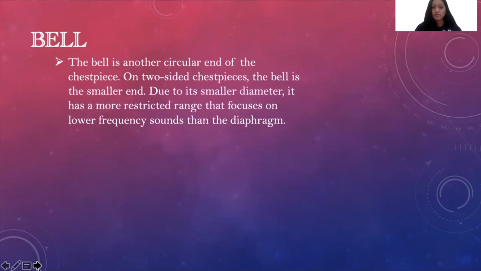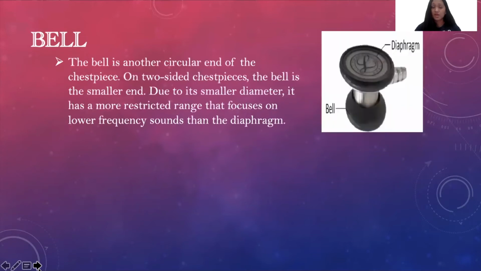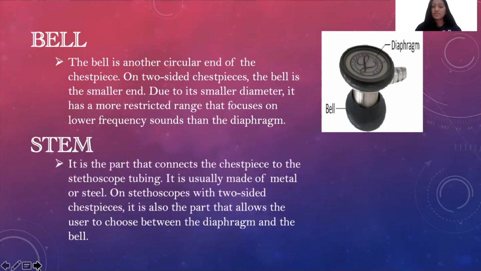Next, the bell is another circular end of the chest piece. On two-sided chest pieces, the bell is the smaller end. Due to its smaller diameter, it has a more restricted range that focuses on lower frequency sounds than the diaphragm. Stem. It is the part that connects the chest piece to the stethoscope tubing. It is usually made of metal or steel. On stethoscopes with two-sided chest pieces, it is also the part that allows the user to choose between the diaphragm and the bell.